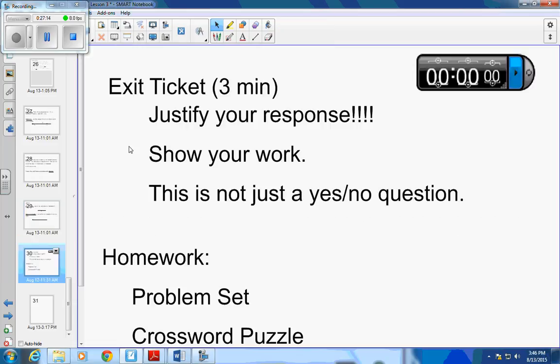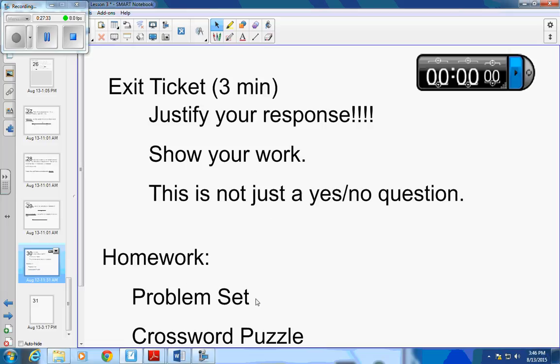Okay, so the last thing to do is your exit ticket. You've got 3 minutes, so pause the video. Make sure you justify your response, show all your work. This is not just a yes/no question, so do everything you need to do to justify it. So in 3 minutes, come back and turn in your exit ticket.